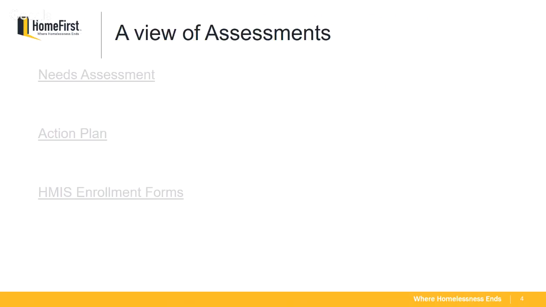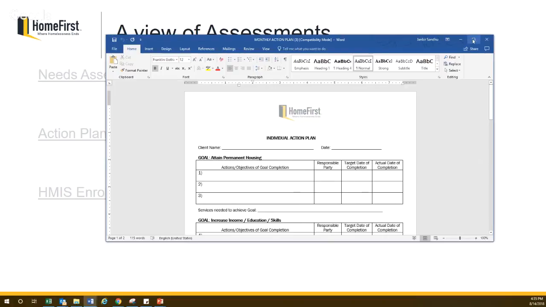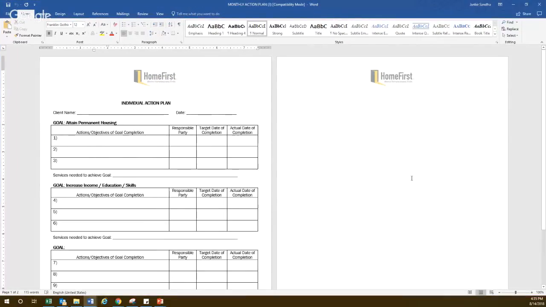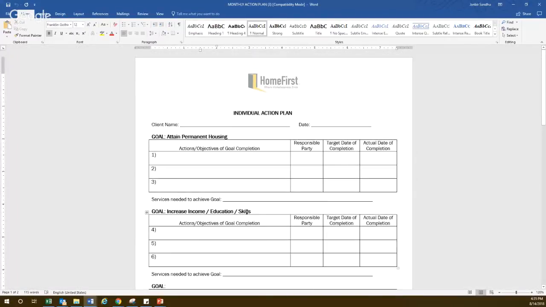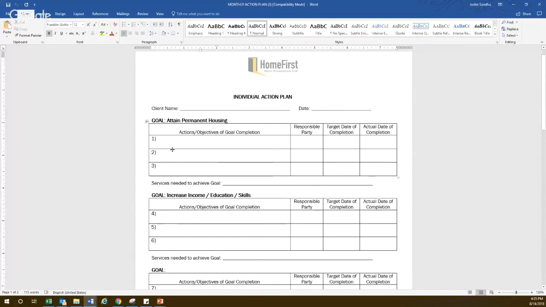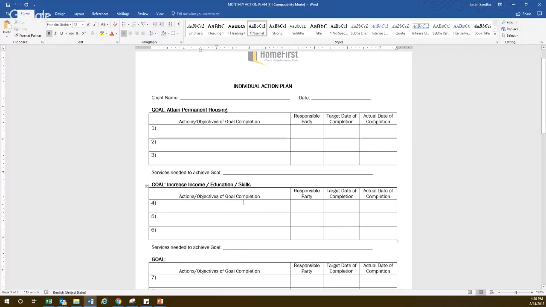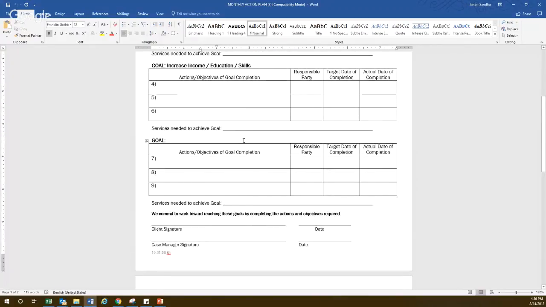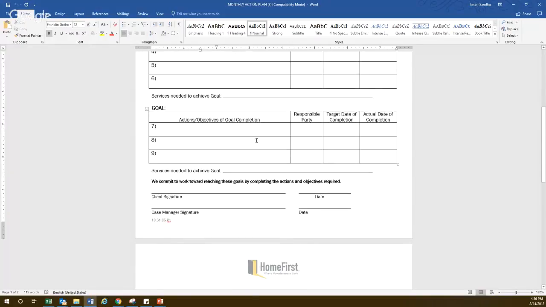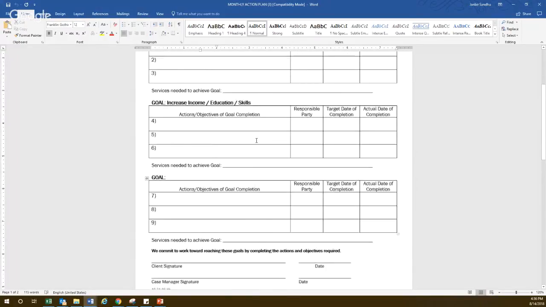Next, I'm going to open up our monthly action plan, and it looks like this. Our monthly action plan is an individual case plan that allows us to focus on building objectives around the goals of obtaining permanent housing, increasing someone's income or education or skills, and developing a personal care plan goal that really assists them in finding stability and ending their homelessness.